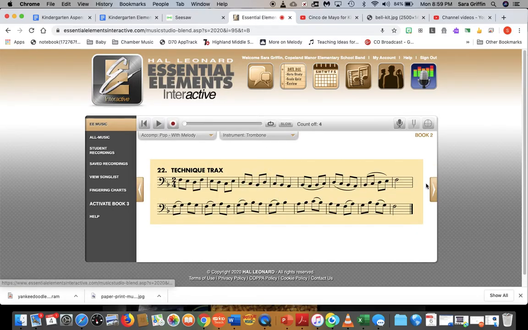Number 22, that's your challenging one. Watch out for that key signature. B flat is the only flat, which means E's and A's are in second position.